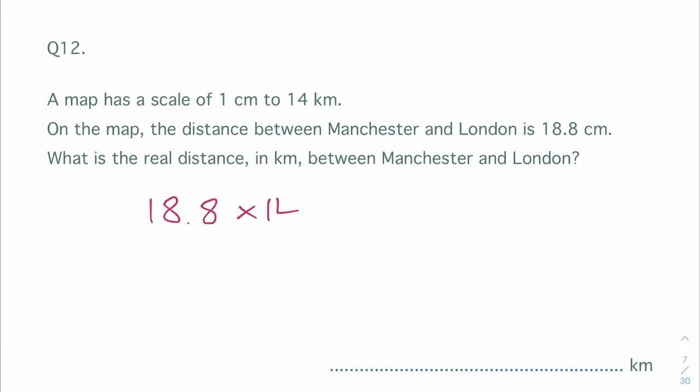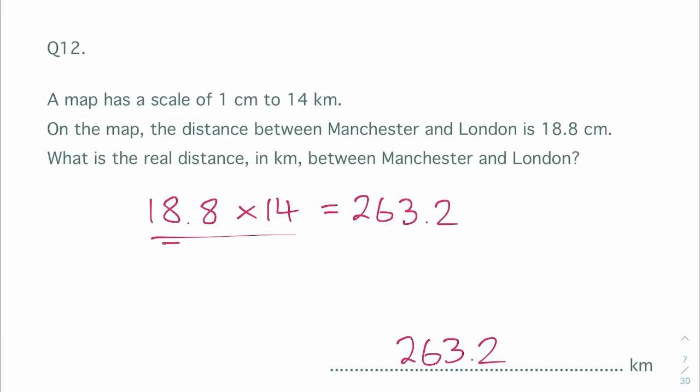So we'll just times that by 14, and we'll do that on the calculator. 18.8 times 14, and that comes out as 263.2. And there we go, there's our final answer, it'd be 263.2 kilometres. Now notice, even on questions like this, that's a very small amount of working out.